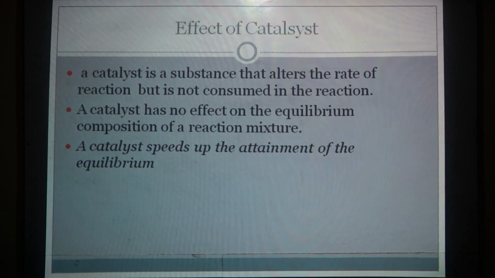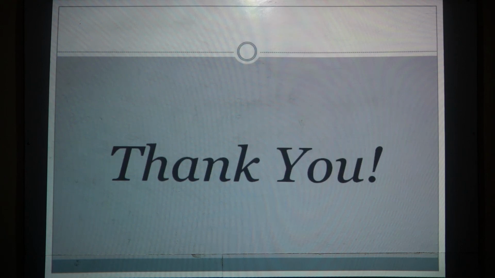Effect of catalyst. A catalyst is a substance that alters the rate of reaction but is not consumed in the reaction. A catalyst has no effect on the equilibrium composition of a reaction mixture, and a catalyst speeds the attainment of the equilibrium. Thank you.